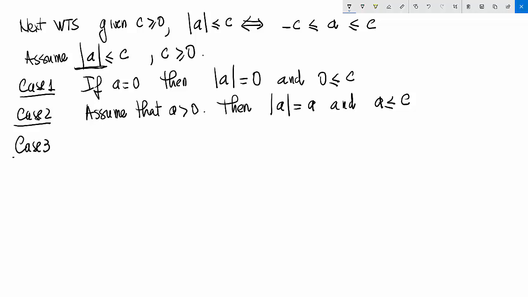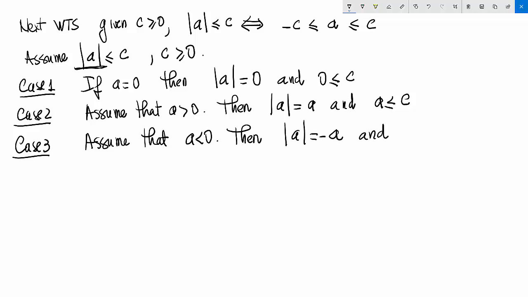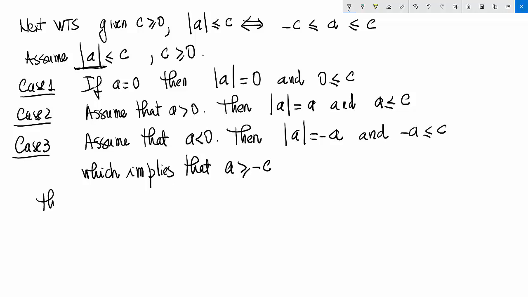And then case 3, assume that a is less than 0, then the absolute value of a is the opposite of a, and replacing the absolute value of a with the opposite of a, we get that negative a is less or equal to c, which implies that a is greater or equal to the opposite of c. Thus, if the absolute value of a is less than or equal to c, then negative c is less than or equal to a, which is less than or equal to c. So now we have proved one direction.